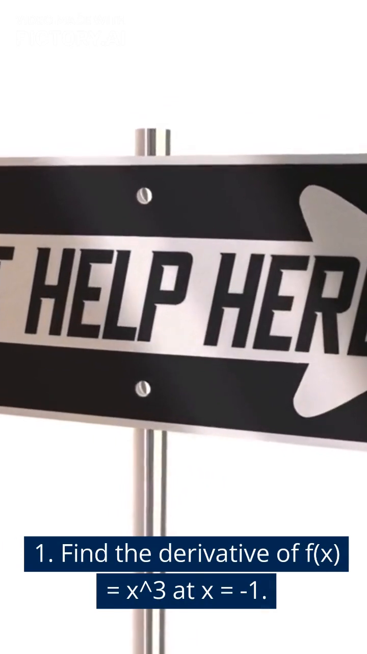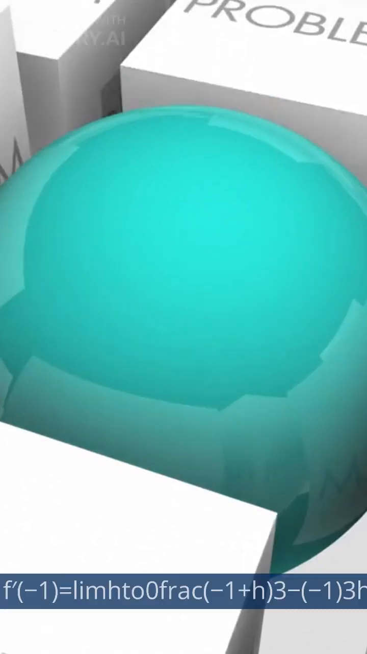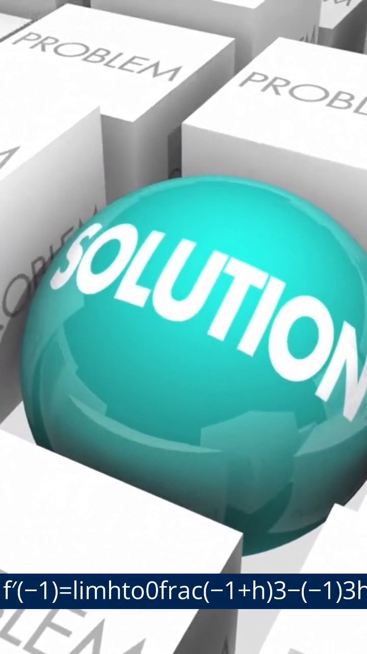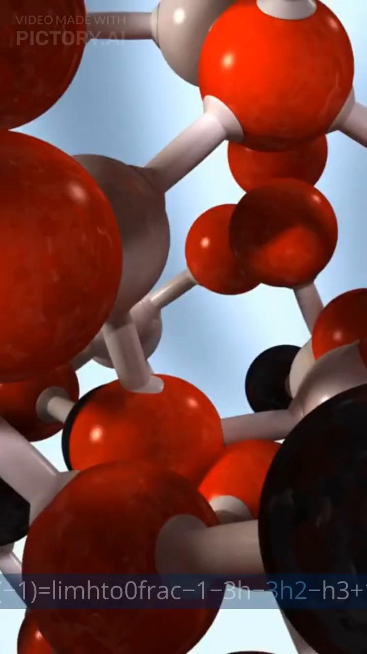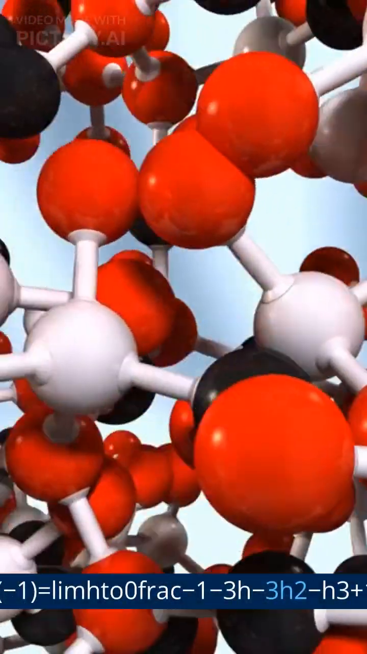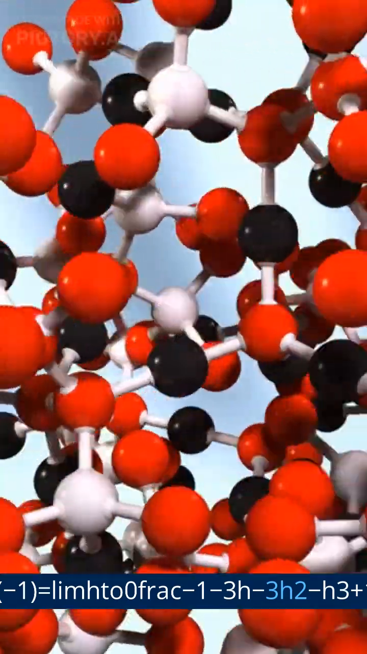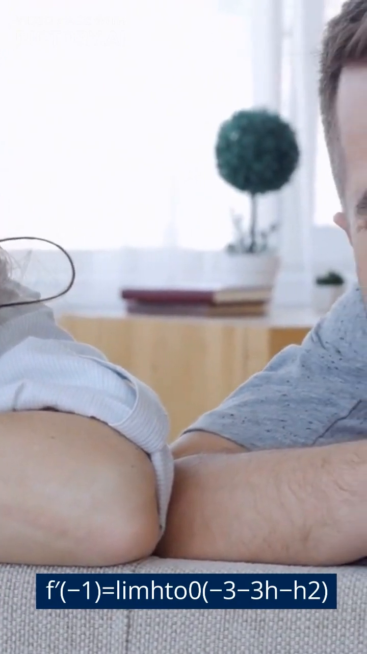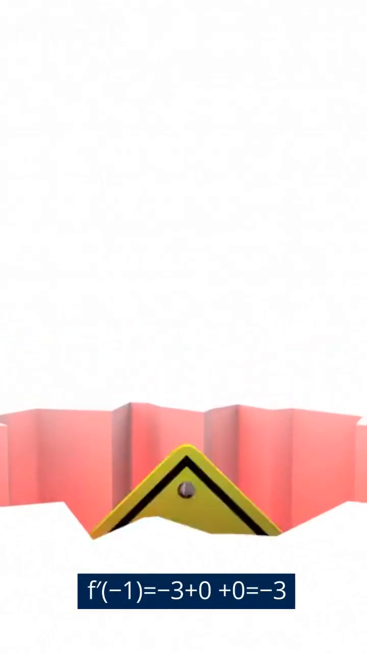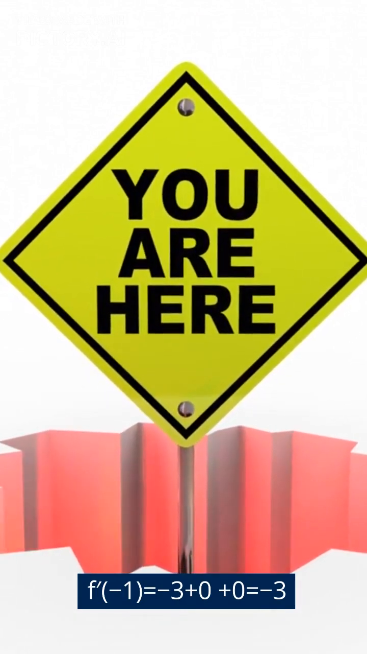Find the derivative of f(x) equals x cubed at x equals −1. f'(x) equals lim(h→0) [f(x+h) − f(x)]/h. f'(−1) equals lim(h→0) [(−1+h)^3 − (−1)^3]/h. f'(−1) equals lim(h→0) [−1 plus 3h minus 3h^2 plus h^3 plus 1]/h. f'(−1) equals lim(h→0) 3 minus 3h plus h^2. f'(−1) equals 3 plus 0 equals 3.